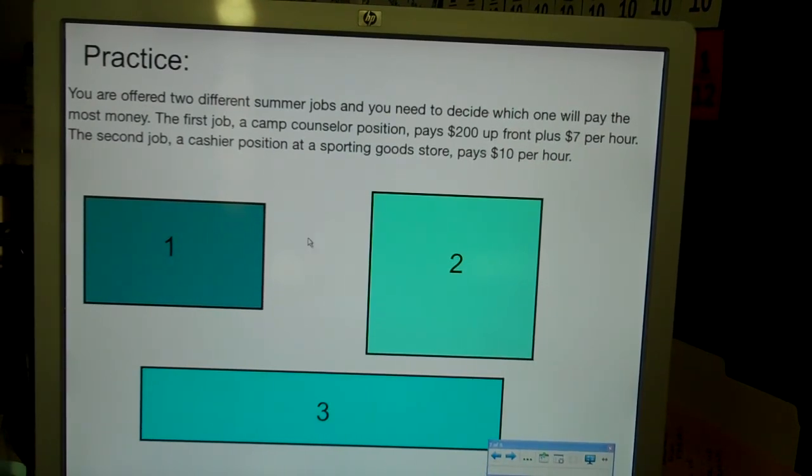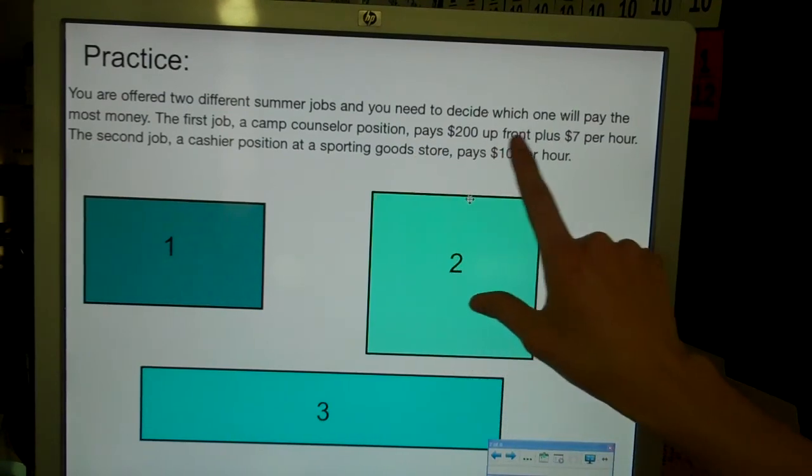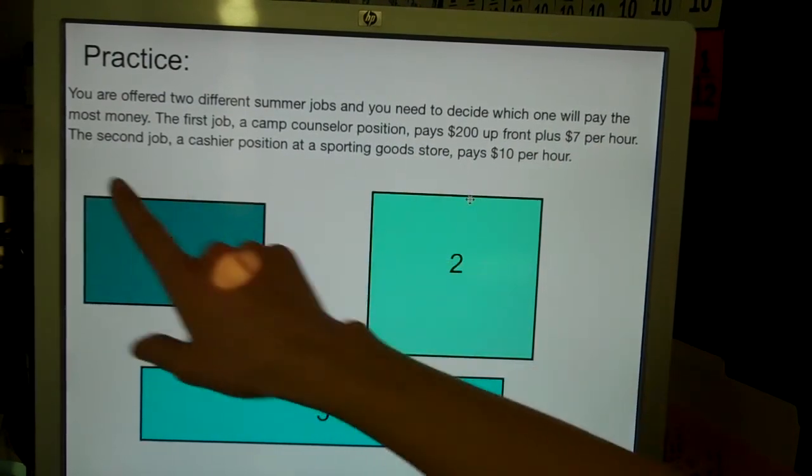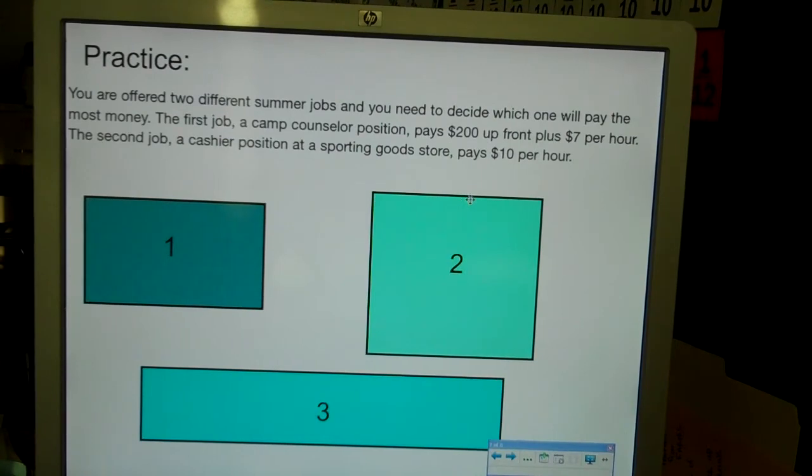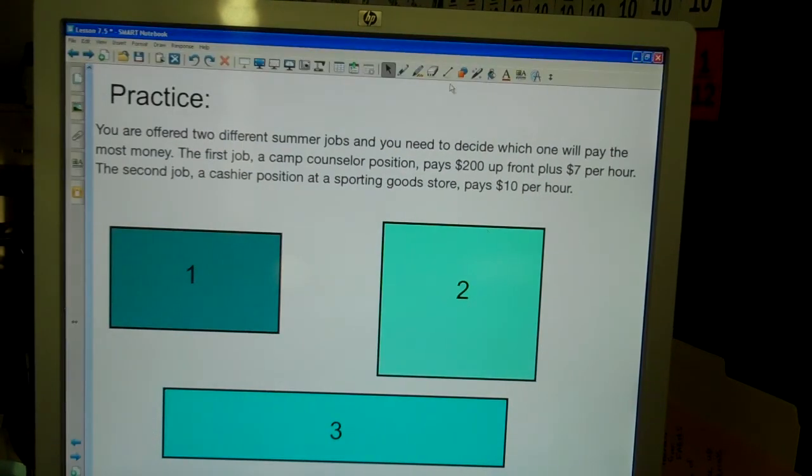You are offered 2 different summer jobs, and you need to decide which one will pay the most money. The first job, a camp counselor position, pays $200 up front plus $7 per hour. The second job, a cashier position at a sporting goods store, pays $10 an hour. So you don't get any money up front, you just get $10 an hour. So again, we need to know what's important. Job 1, and then job 2. Here we go. Write your 2 equations.